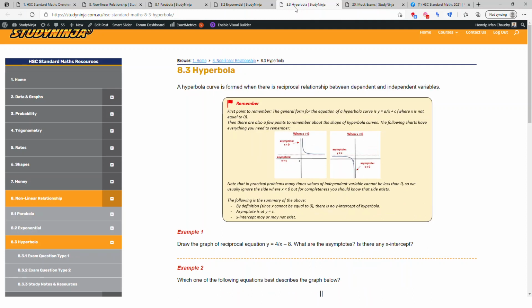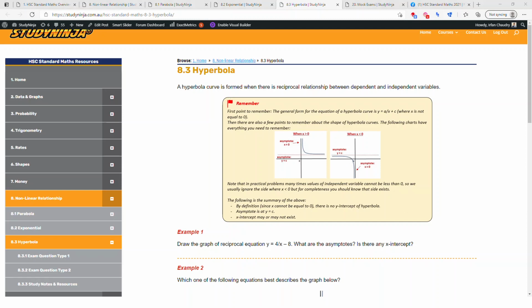Now, the final thing you need to know is about the hyperbola. The hyperbola equation would be something like this: y = a/x + c. A few things to note here: the asymptote is x equals 0 in both cases. If a is greater than 0, it would look like this. If a is less than 0, it would look like this. And the asymptote on this side is where y is equal to c. The x-intercept may or may not exist. So these are the few things you just need to memorize.